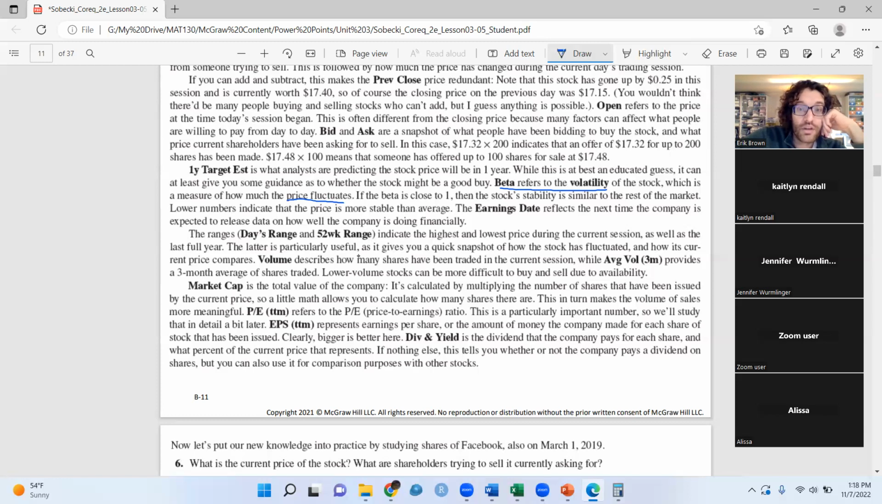If it's lower than 1, it means it's more stable. If it's larger than 1, it's less stable. If it's negative, it's inverse to the market. So if the market's going up, this particular stock is going down. If the market's going down, then the stock is going up. GameStop is an example of that, back when it was doing its crazy thing.